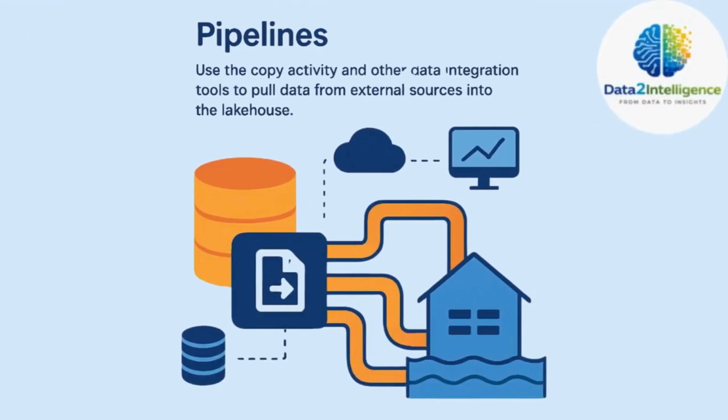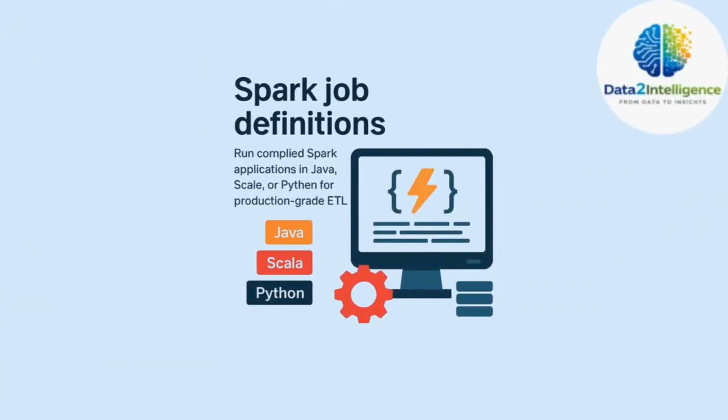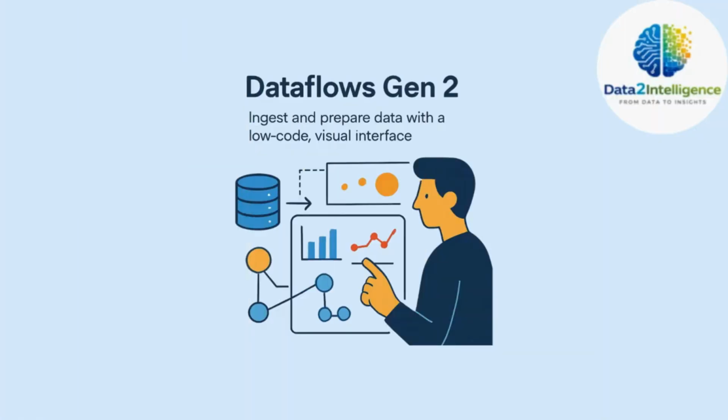The next option available to load the data into Lakehouse is using pipelines. Use the copy activity or other data integration tools to pull data from external sources into the Lakehouse. Run a compiled Spark application in Java, Scala, or Python for production-grade ETL. Dataflow Gen2. Ingest and prepare data with a low-code visual interface.